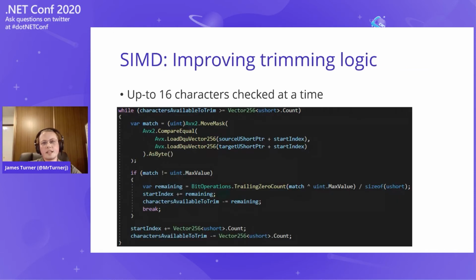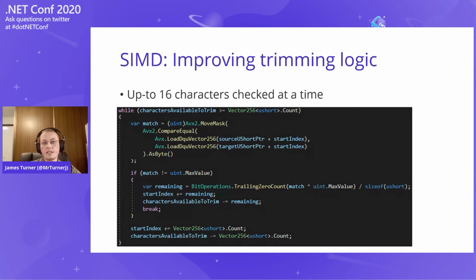Our trimming logic can take advantage of vectorization, as we can compare multiple characters at a time. The snippet here is a small part of a larger solution, however gives the gist of our changes. Using AVX2, a capability for modern x86 CPUs, we can load our string into 2 256-bit vectors, allowing us to compare 16 characters at once.